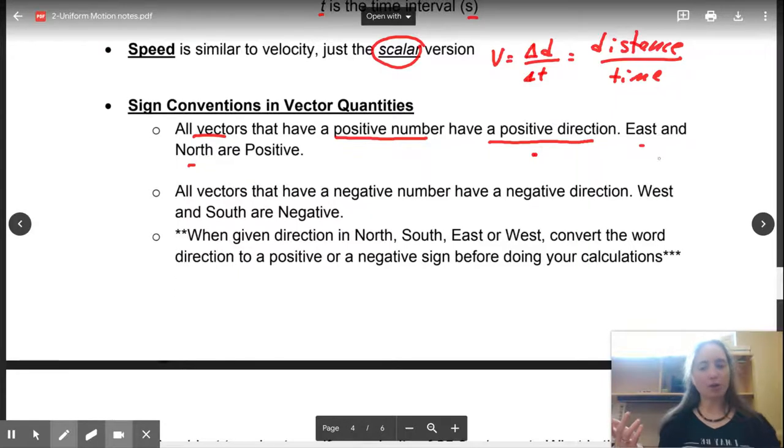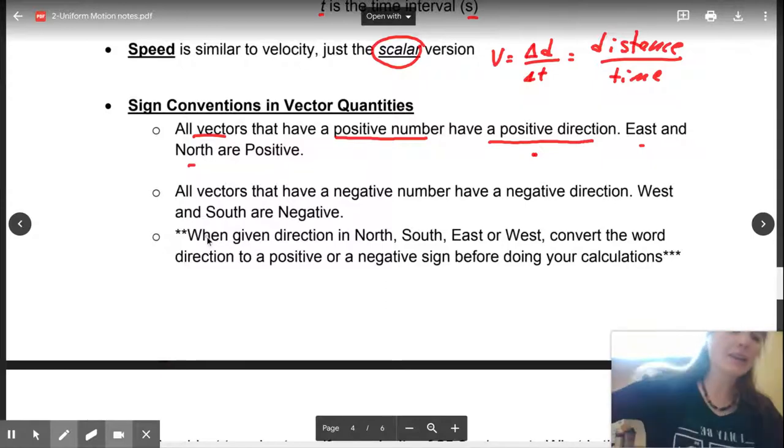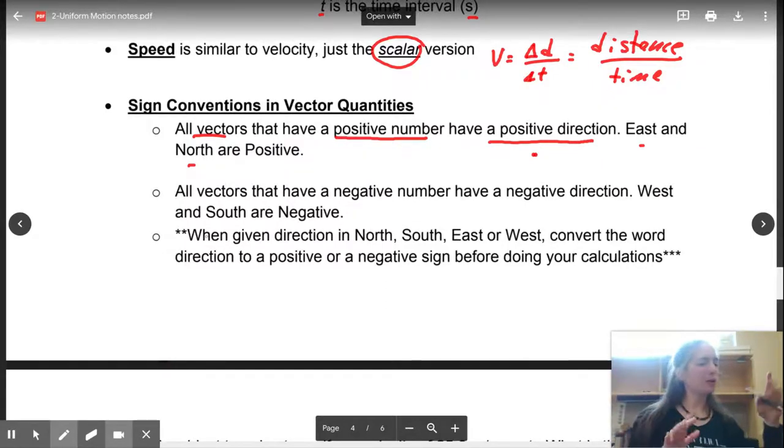Up is commonly positive. Now, once again, commonly. There are going to be cases that we're going to be talking about later when we can use different signs for different directions, but we'll talk about that then. So this doesn't, I'm not going to say always. These are most often. So if you're ever in a pinch, make east positive, make north positive, make up positive.